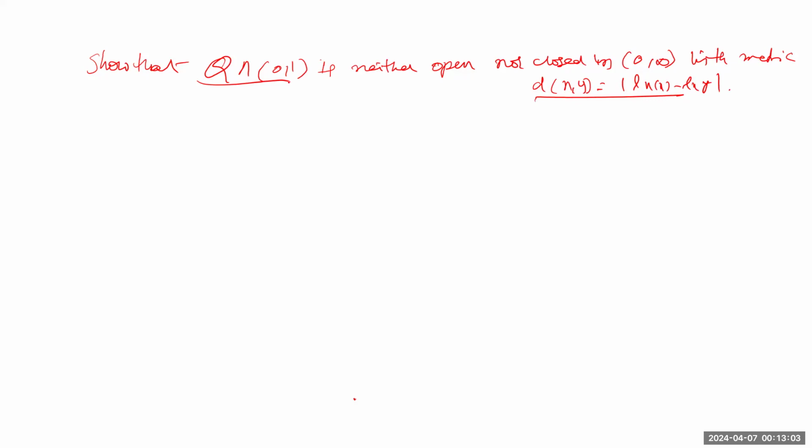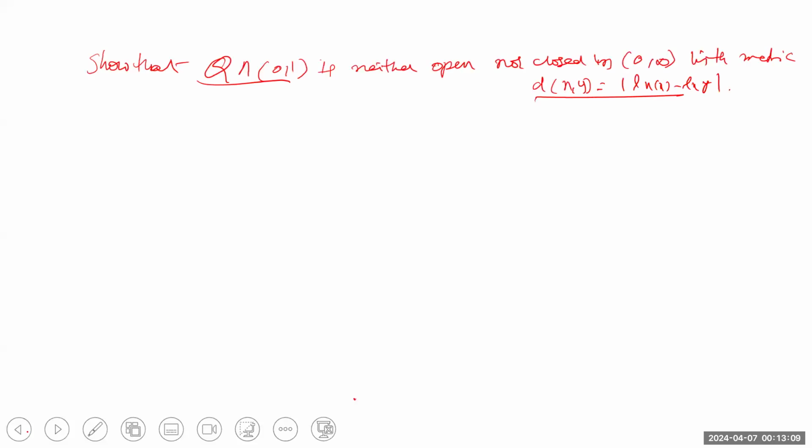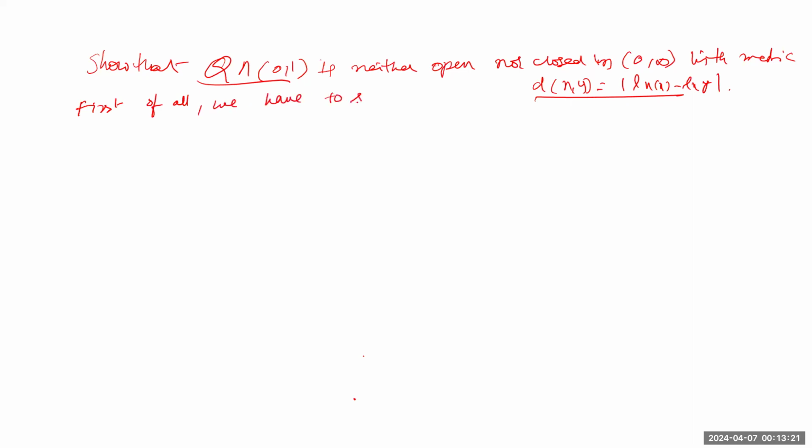So now what we are going to prove, first of all, we have to show that the set of rational numbers intersection the interval 0 comma 1 is not open in the interval 0 comma infinity with this metric D.